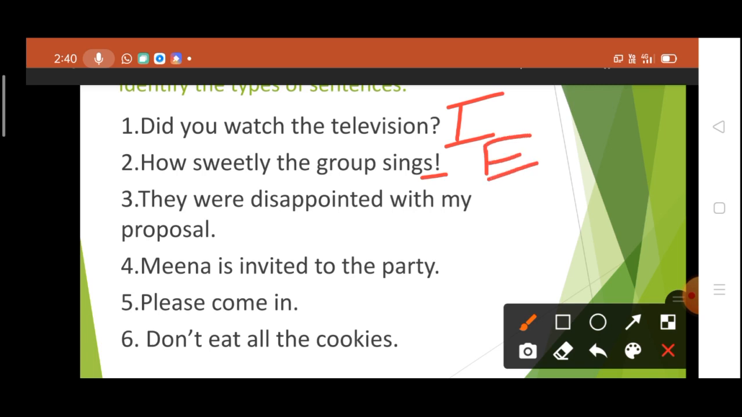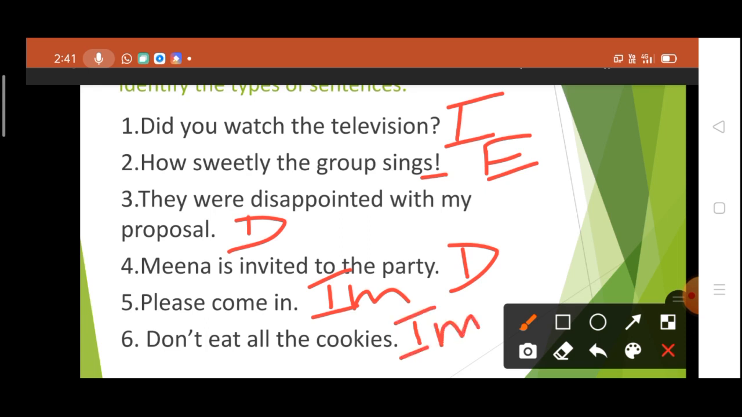Okay, then the third one, they were disappointed with my proposal. This is a statement. So this is a declarative sentence. Then number 4, Meena is invited to the party. This is also a statement. So this is a declarative sentence. Then please come in. This is a request. So it's an imperative sentence. Then next, don't eat all the cookies. This one, it's a kind of command. So this is also an imperative sentence. So now you got the answers. Now tell me how much you got.